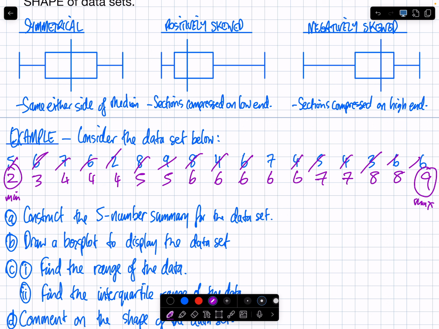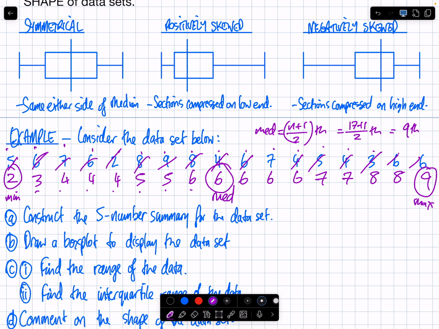Now we need to use some of the formula I gave you. The median is the (n plus 1) over 2 th position. How many numbers are there? 1, 2, 3, 4, 5, 6, 7, 8, 9, 10, 11, 12, 13, 14, 15, 16, 17. There's 17 numbers. So the median is the 17 plus 1 over 2 th, the 18 over 2, ninth position. So counting 1, 2, 3, 4, 5, 6, 7, 8, 9, this 6 here is the median.